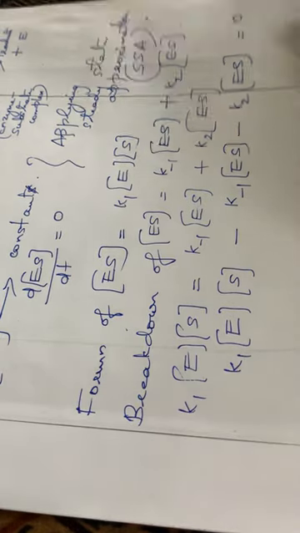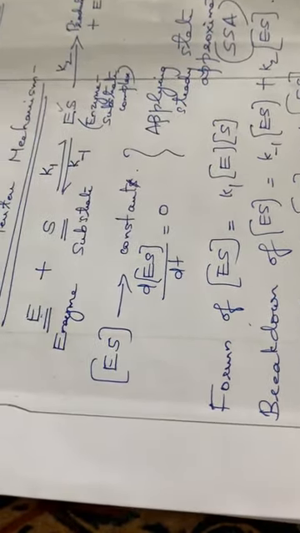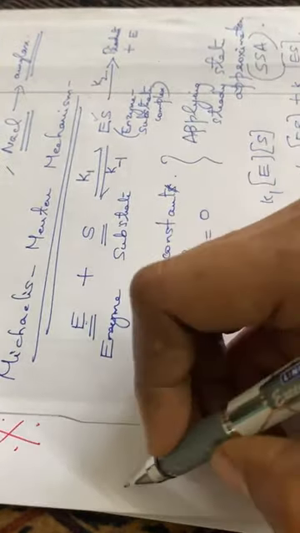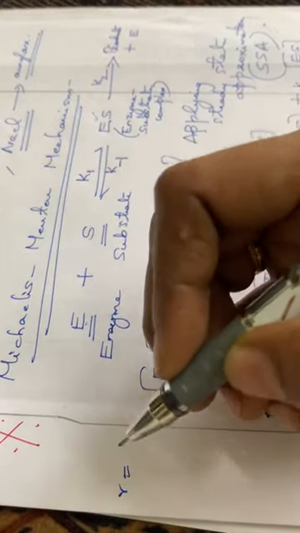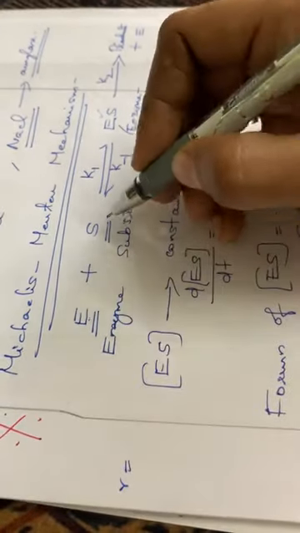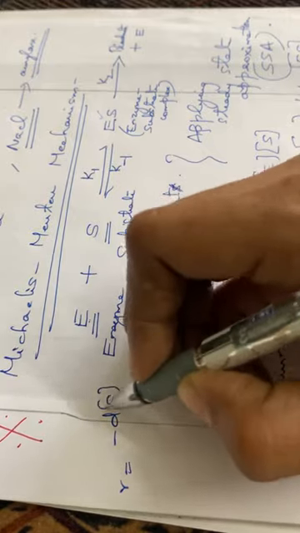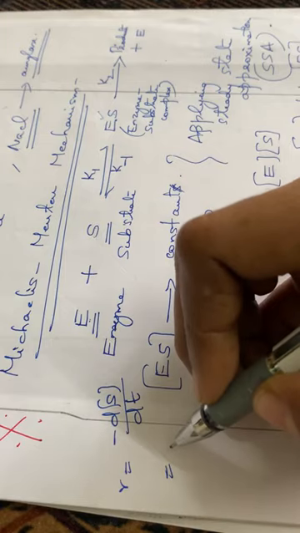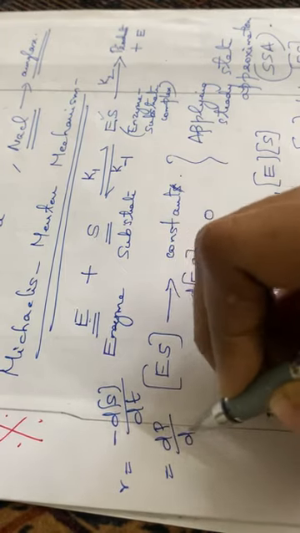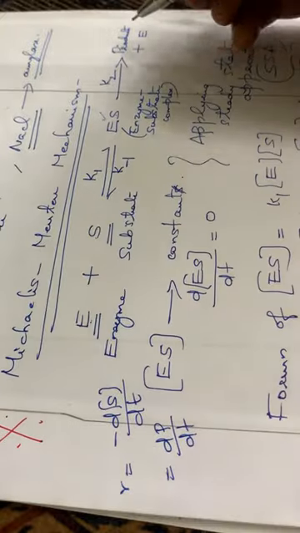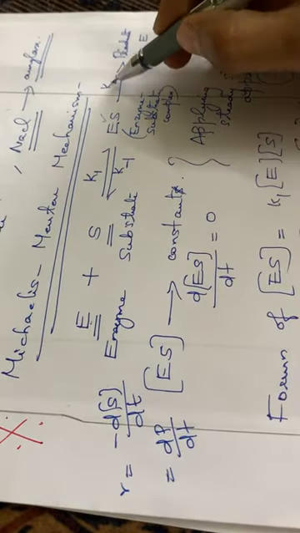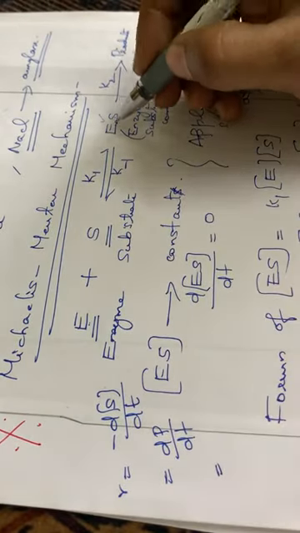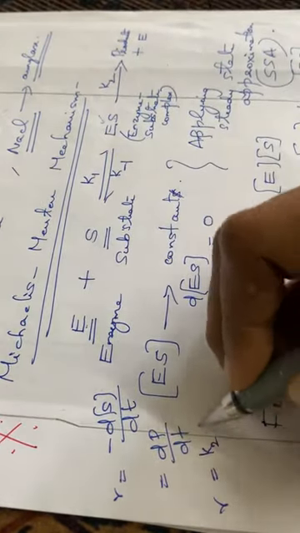One more equation is there, the rate of formation of products. By applying the kinetics of this particular reaction, the rate of the reaction R is equal to minus d[S]/dt, the disintegration of the substrate, or it will be equal to d[P]/dt, the rate of formation of products, isn't it? So for the product formation, what is the reaction rate constant? K2, isn't it? So it will be equal to K2 into ES.